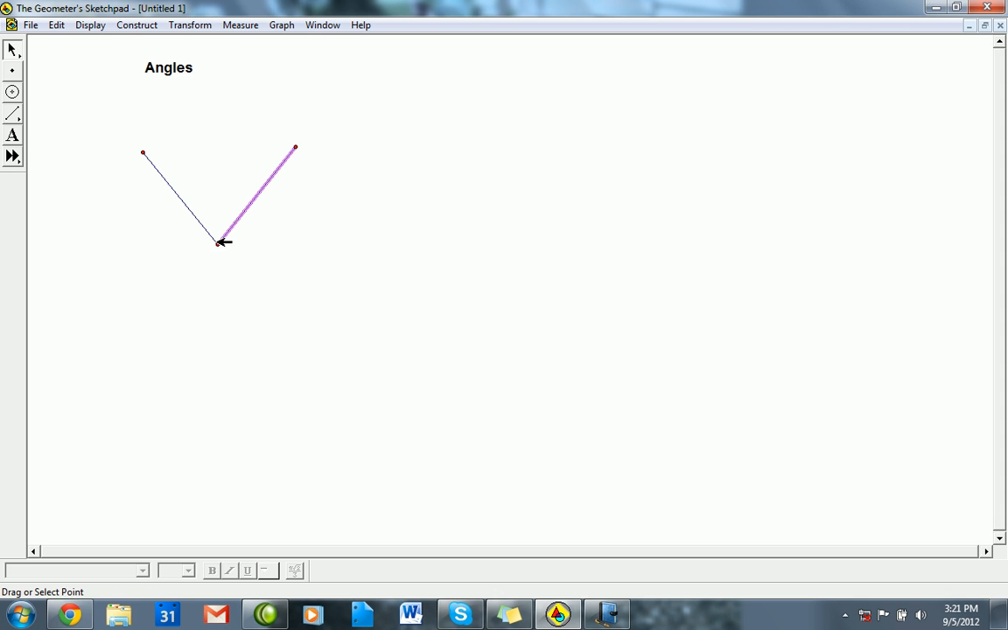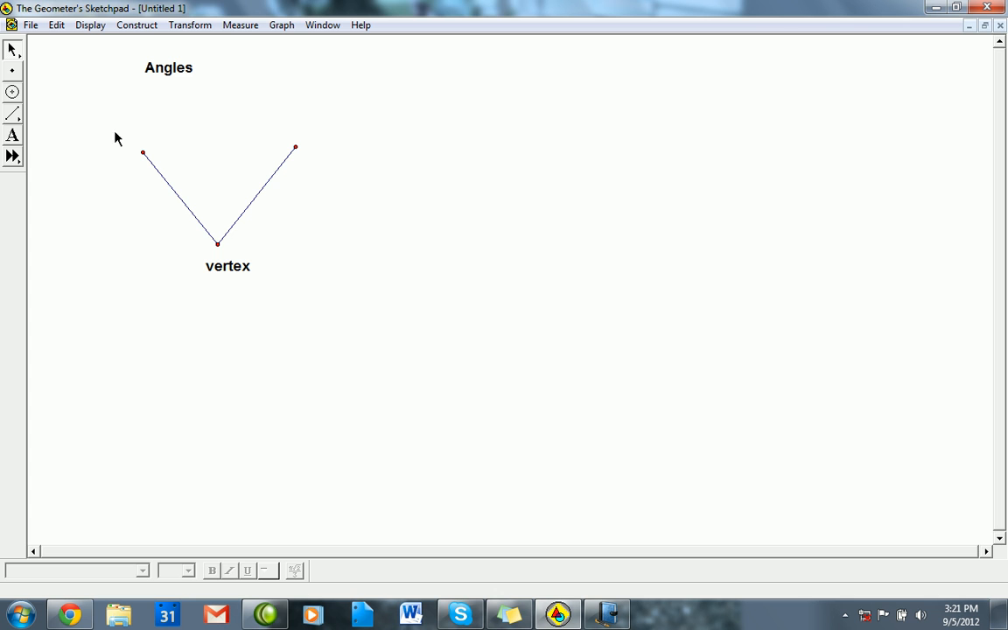Here's the common endpoint for both segments or rays, which we call the vertex. So this guy right here is called a vertex. And here are the two sides, which are segments or rays. Those guys are the sides.